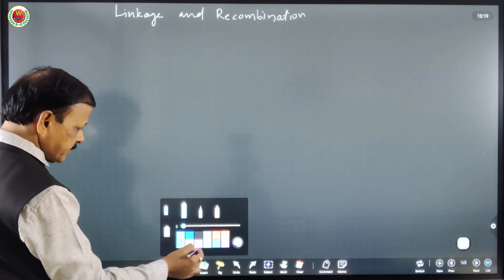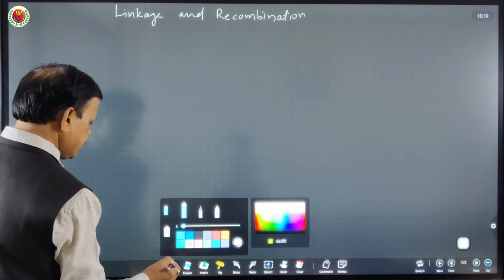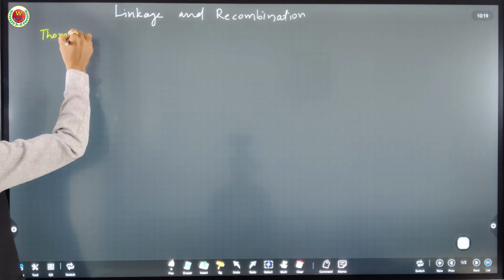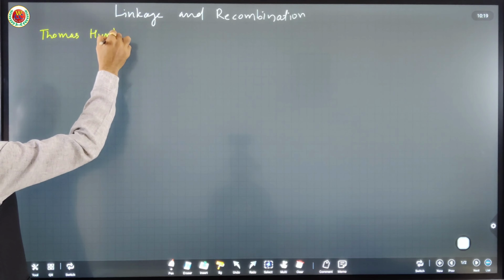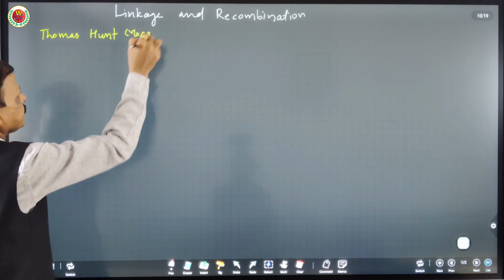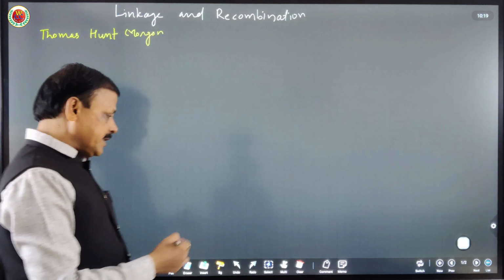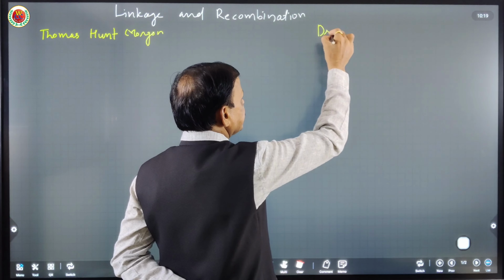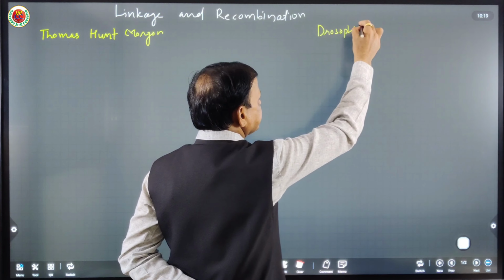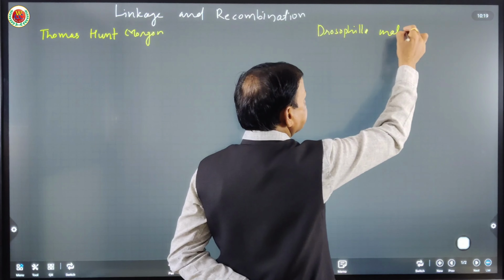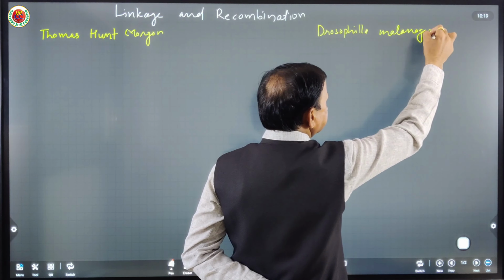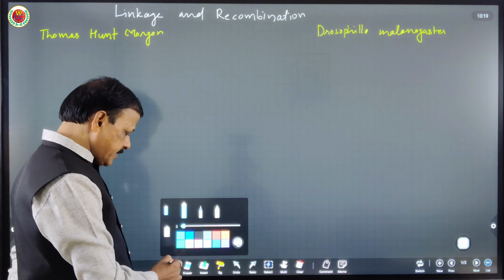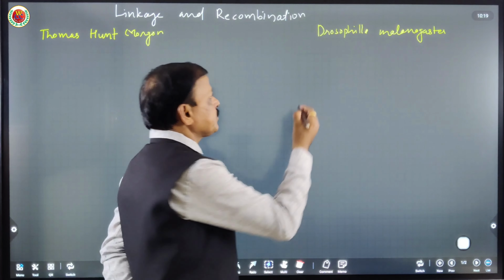Thomas Hunt Morgan studied this linkage phenomenon. Thomas Hunt Morgan studied this linkage frequency on Drosophila melanogaster. Drosophila melanogaster is a fruit fly.